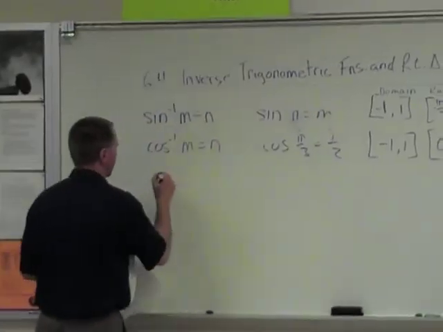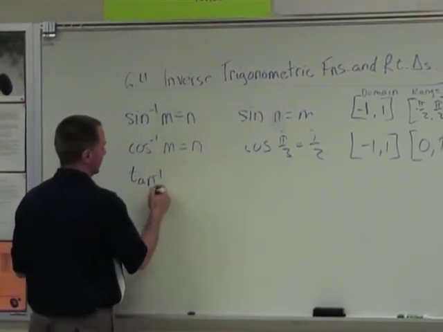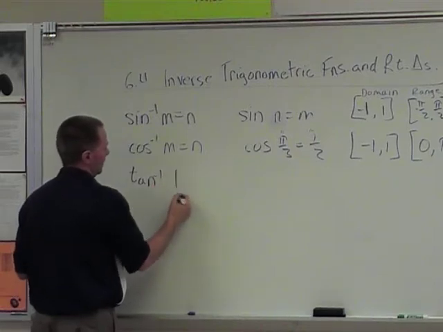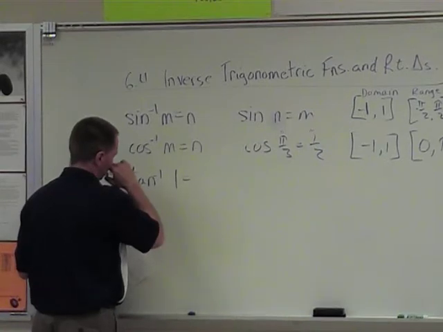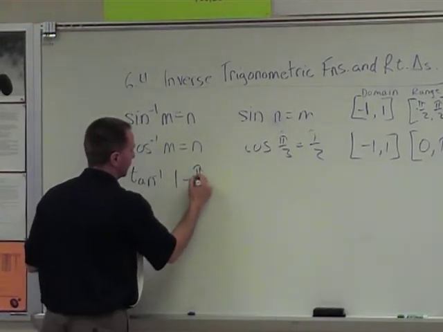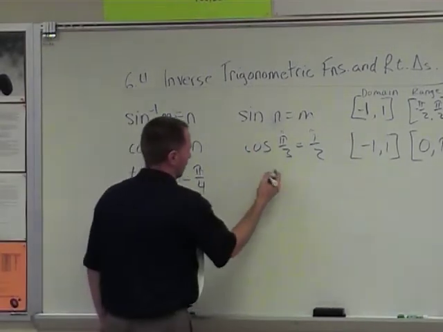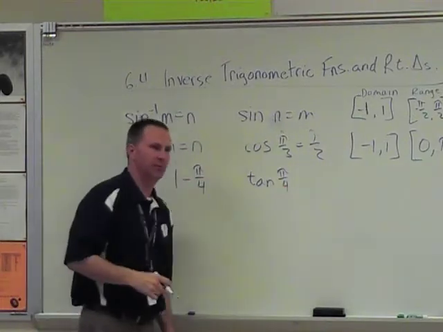Okay, so let's talk about the arctangent. Same type of thing. If I said the arctangent of 1, kind of getting ahead of myself today, that would be pi over 4. Okay, versus you've been asked the tangent of pi over 4. What is the tangent of pi over 4?